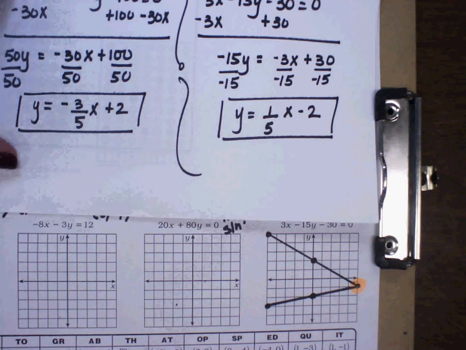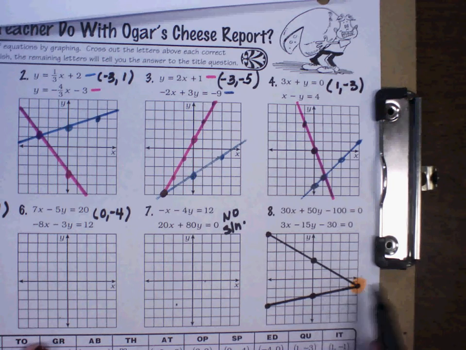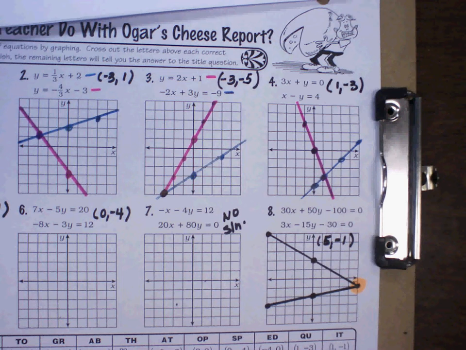All right. What point do they touch? 1, 2, 3, 4, 5, negative 1. So this would be 5 and negative 1. Okay, so how do we feel about this?